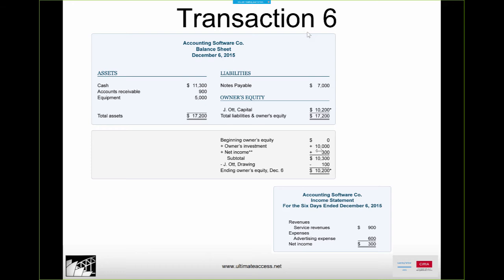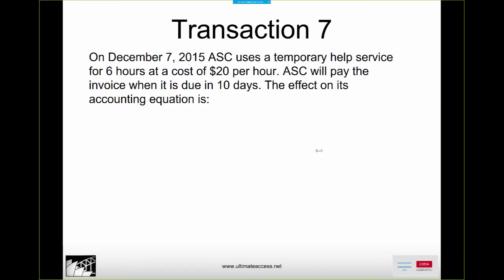Transaction 7, what do you think? On December 7, 2015, ASC uses a temporary help service for 6 hours at a cost of 20 per hour. So they have employed somebody to do some activity. ASC will pay the invoice when it is due in 10 days. The effect on this accounting equation is what? So tell me the debit and the credit. Let us see in your chat box, where is the debit and the credit going?